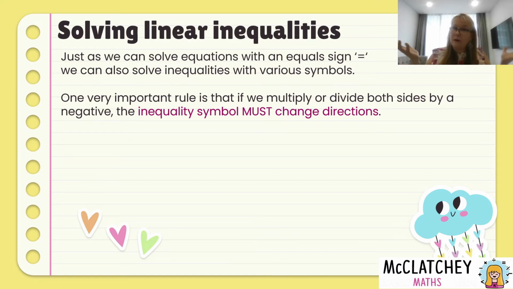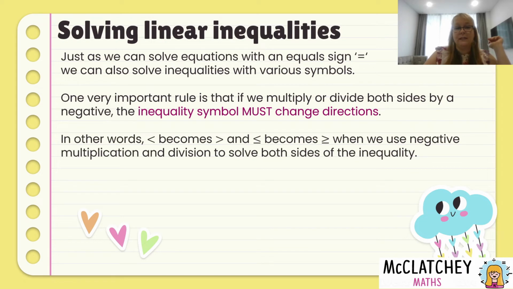However, there's only one important rule you must remember, and this is different to solving linear equations: when we divide or multiply both sides of the inequality by a negative number, the inequality symbol must change direction. So if it was starting out as a greater than symbol, if we divide both sides by, say, -5, it's got to flip direction and become a less than symbol. So this symbol here will become this symbol here, and less than or equal to becomes greater than or equal to when we use negative multiplication and division. If we don't use negative multiplication and division, the sign stays the same as it does at the beginning of the question.